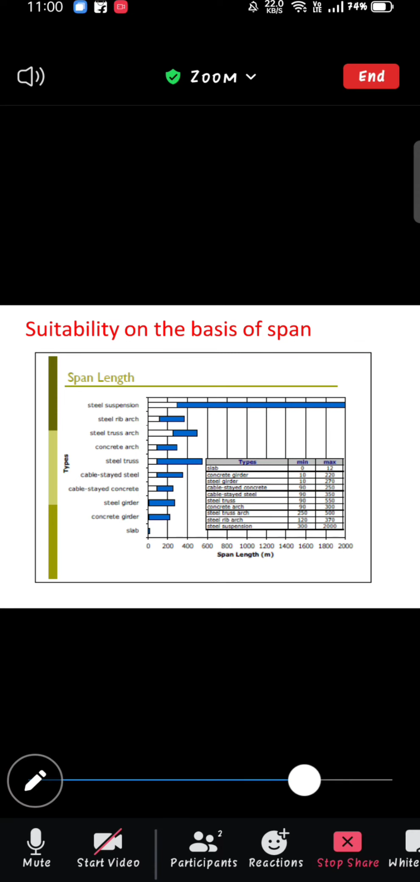Next is suitability based on the span. Now you can see which bridge is suitable for which span length. If we take span length on the x-axis, and types of bridges on the y-axis, we can see how much difference there will be. If the span length is more, we can go for steel suspension bridges. I hope you understand the topic carefully.